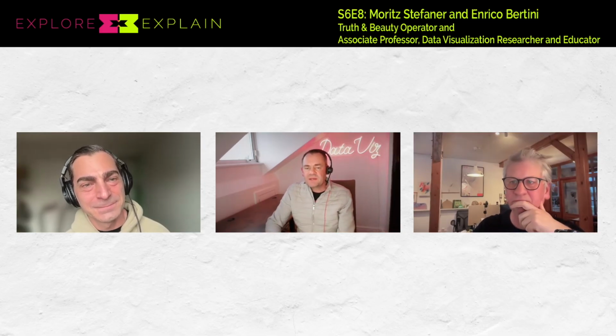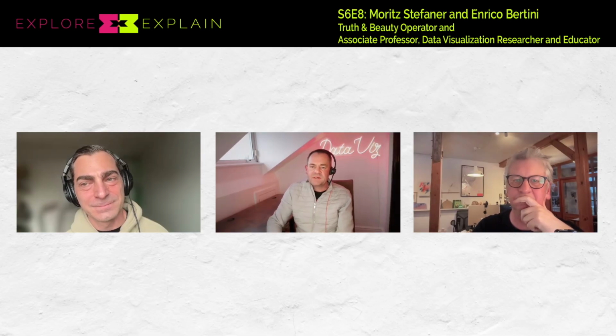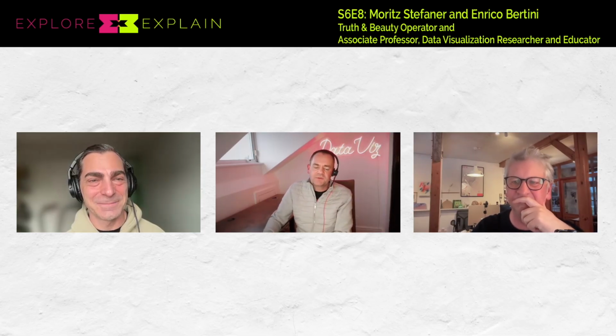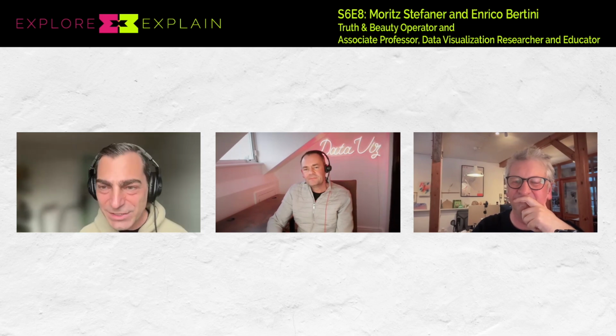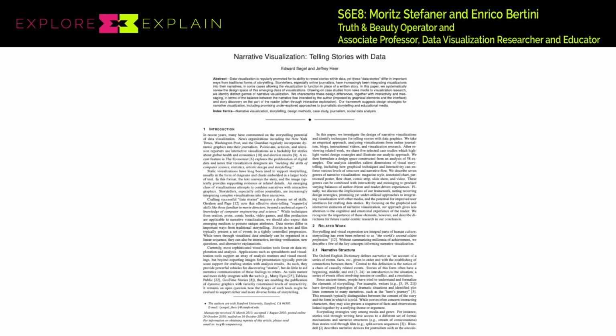So the first one is titled Narrative Visualization: Telling Stories with Data, which is language that we are very much now familiar with. Edward Segel and Jeffrey Heer, and Jeff Heer is a name that recurs through a few of your selections. But tell us about this and also why you felt it was worthy of selection. So we start with the perfect example of what I was saying, right?